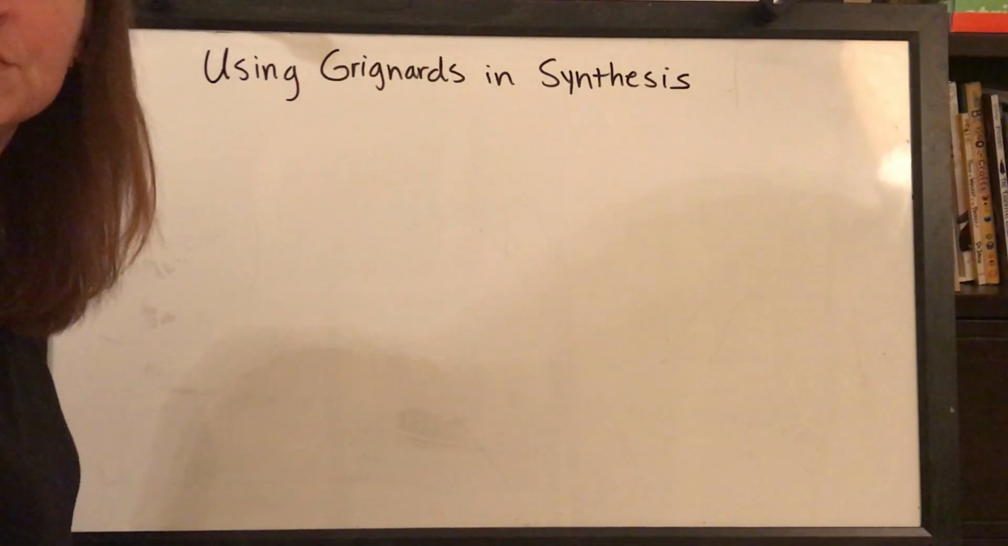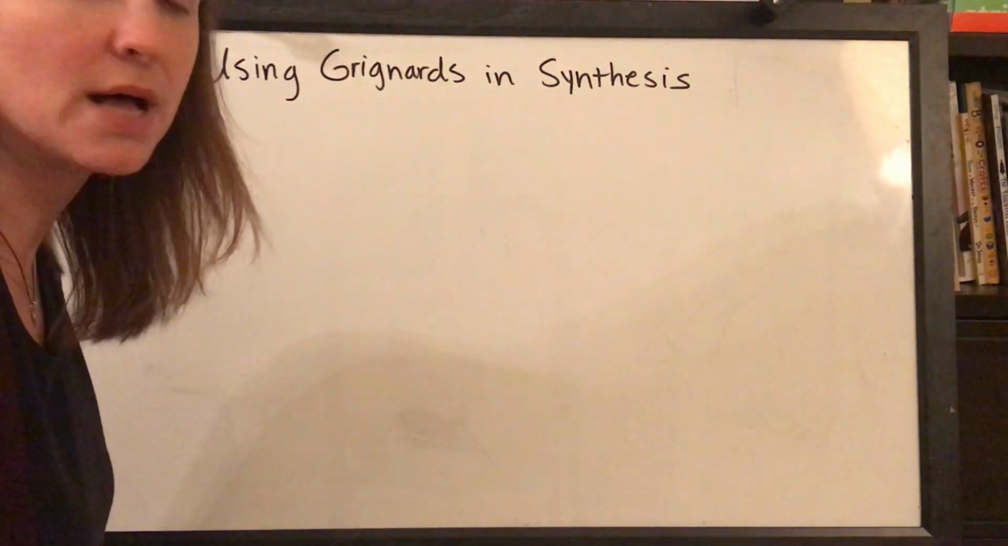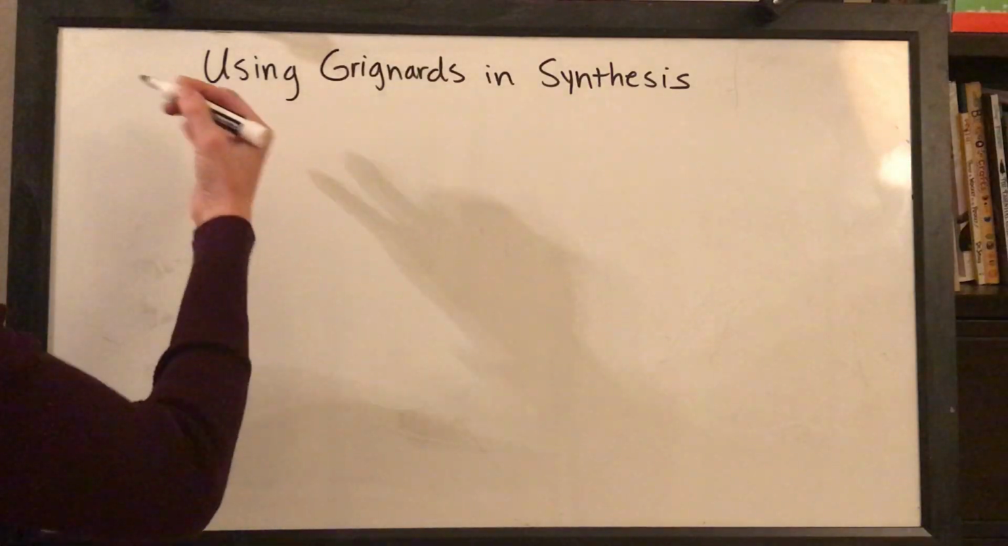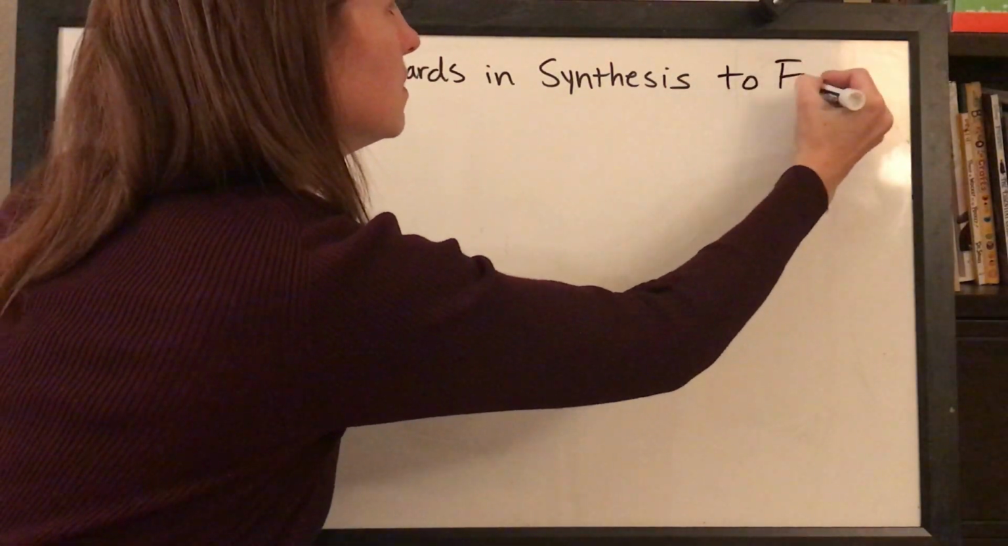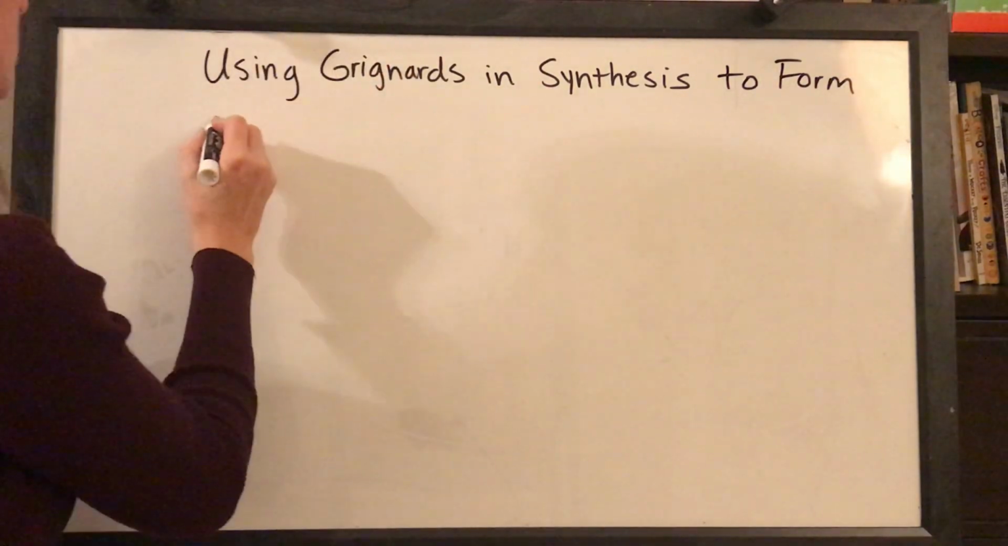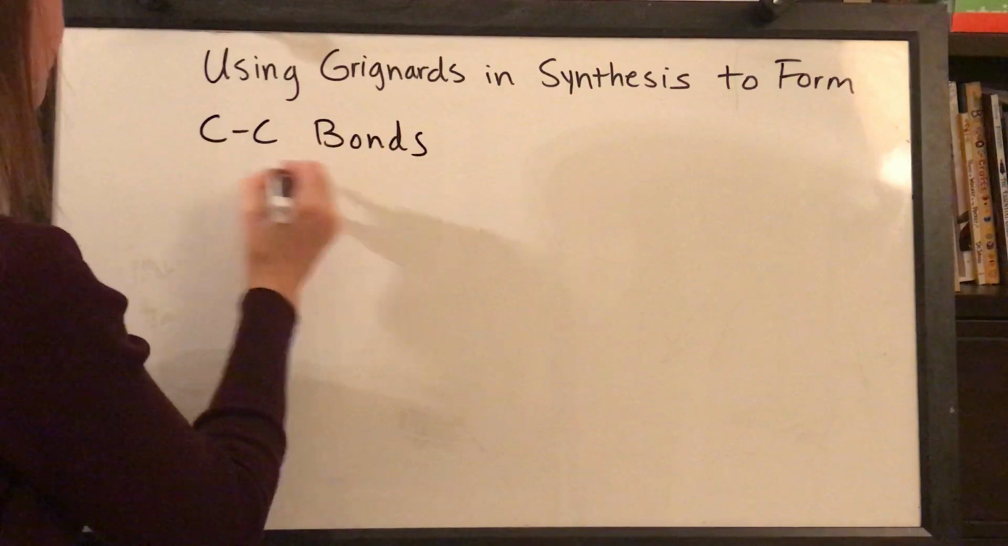And the thing you're going to be looking for in synthesis problems when you have a Grignard reagent is to see if a carbon-carbon bond formed. So we're going to call this using Grignards in synthesis to form carbon-carbon bonds.